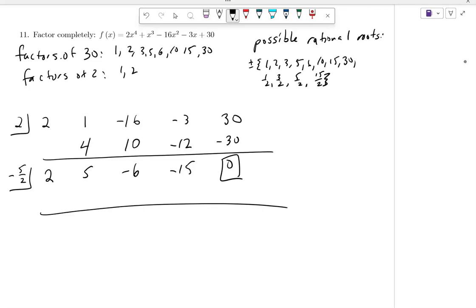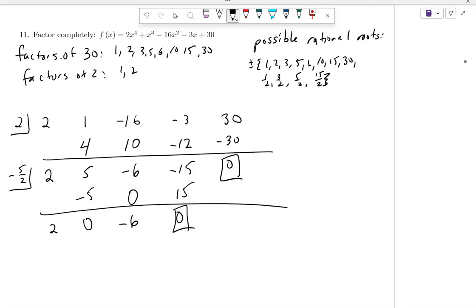I know it's quick. We've got about 1 minute here. Negative 5 halves: bring down the 2, multiply, we get negative 5. Add, now we get 0. Multiply, we get 0. Add, we get negative 6. Then we get 15, and we get 0. So that one worked, right?